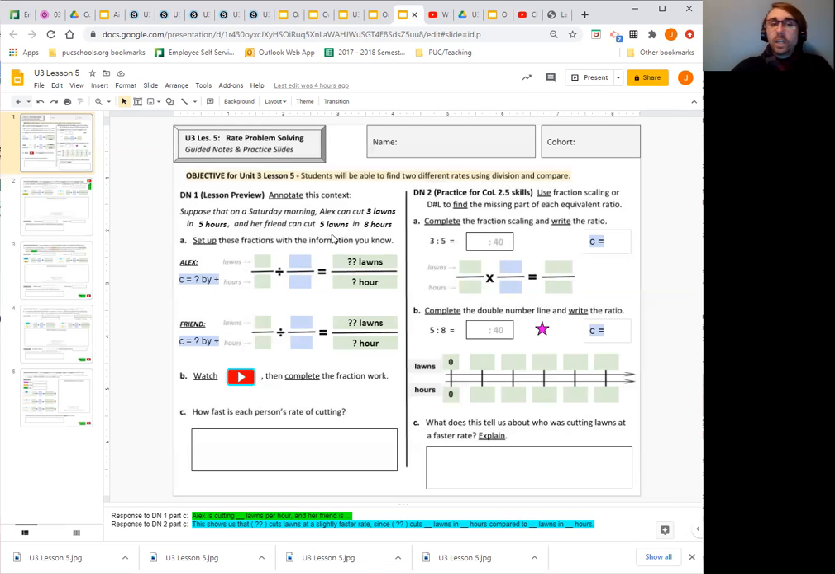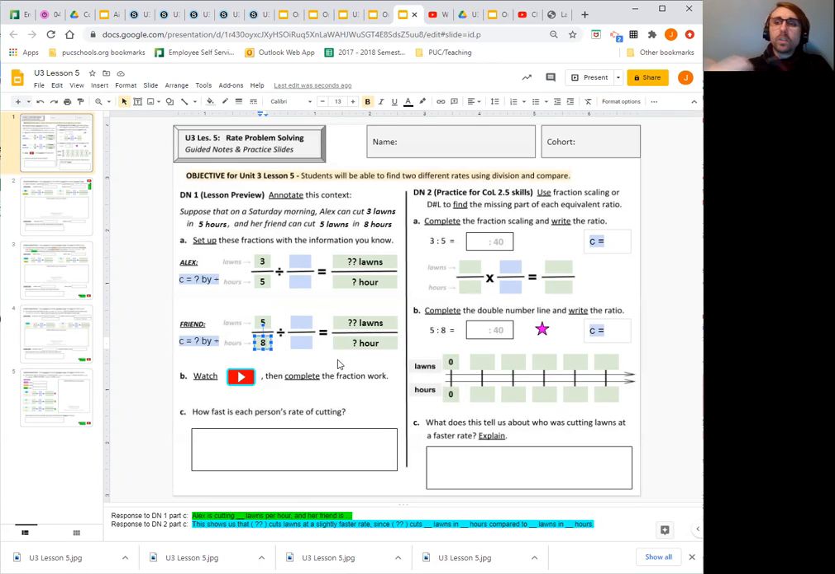Okay, so hopefully you've had a chance to complete the annotations and the first fractions. You don't need to have all the answer fractions yet. That's what this is all about. So if you take a look at my screen, you should have that Alex has 3 lawns cut in 5 hours, and his friend cuts 5 lawns in 8 hours. And our goal is to find out what each of them would be able to accomplish per hour. What's their rate? How fast are they cutting?